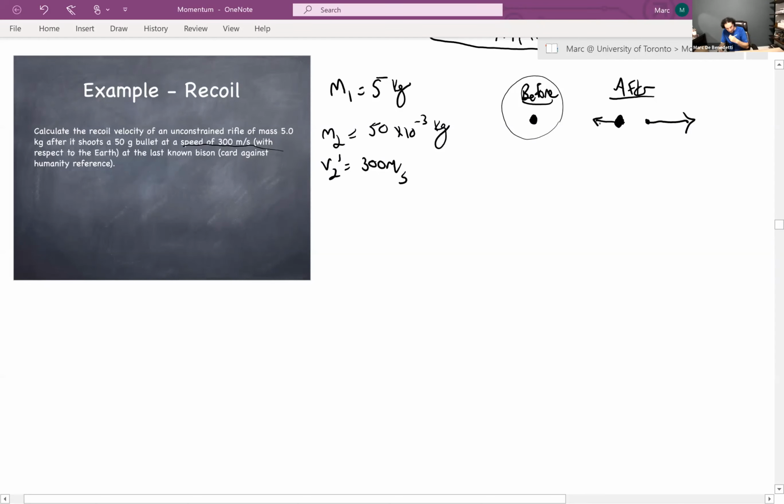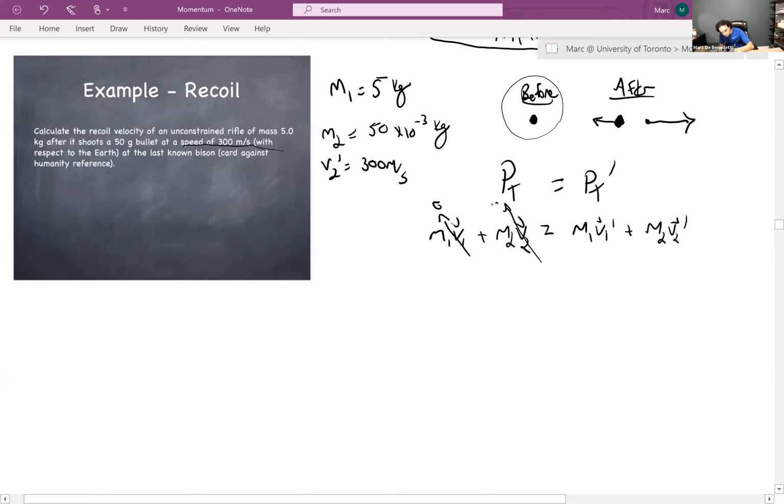So I've drawn my diagram like I have advised. We move on to conservation of momentum. So p total equals p total prime: m1 v1 plus m2 v2 equals m1 v1 prime plus m2 v2 prime. Same start as before, exact picture and then conservation of momentum, same setup. And I asked myself, beforehand, no speed of the gun, no speed of the bullet, so my total momentum before is 0.